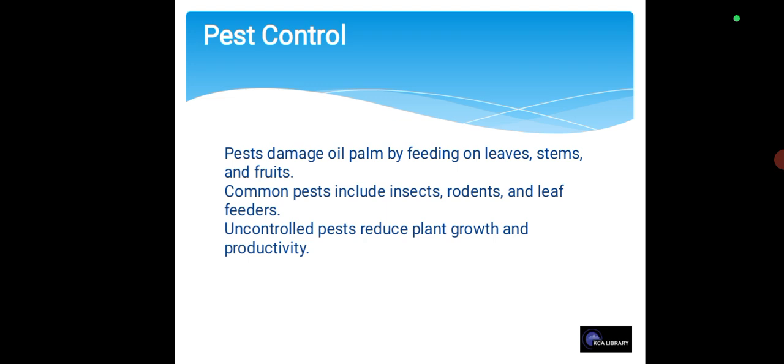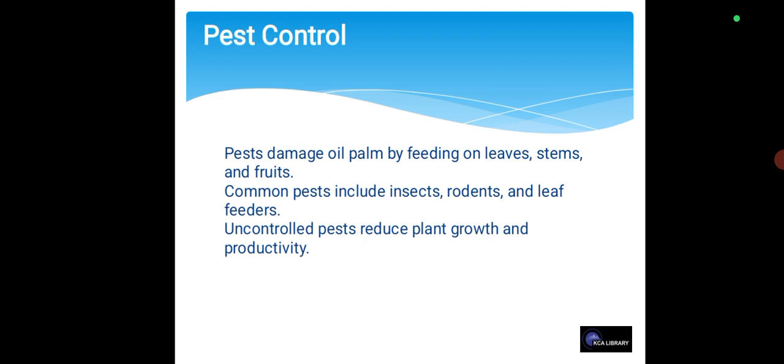What are pests? Pests are organisms that damage oil palm plants by feeding on the leaves, the stems, the roots, or even the fruits, and this will reduce the plant health and productivity. Common pests of oil palm include insects such as caterpillars, beetles, and weevils, especially at the early stage. Then rodents. Rodents can feed on the seedlings or young plant parts. We also have other leaf-eating organisms, which can damage the foliage and reduce photosynthetic capacity.